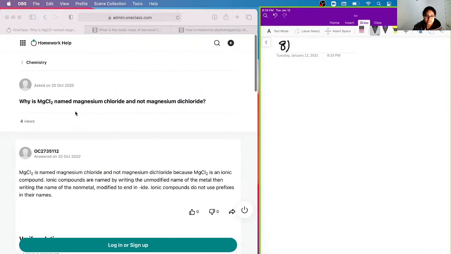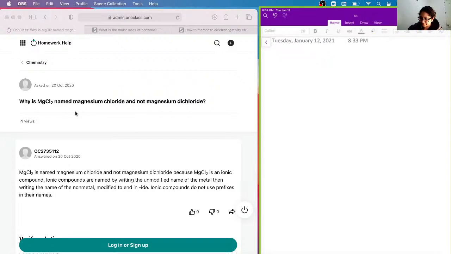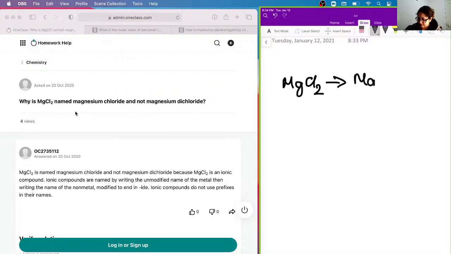And so our next question says, why is magnesium chloride named magnesium chloride and not magnesium dichloride? So this is a very good question because people will get confused about when to use prefixes and when not to. For magnesium chloride, let's first address what it is formed of. It is formed by magnesium and chlorine, right?